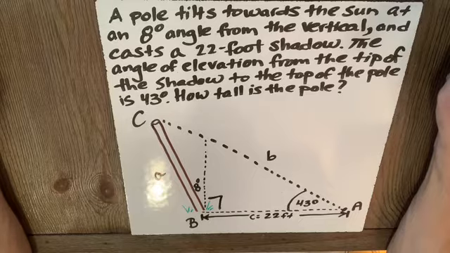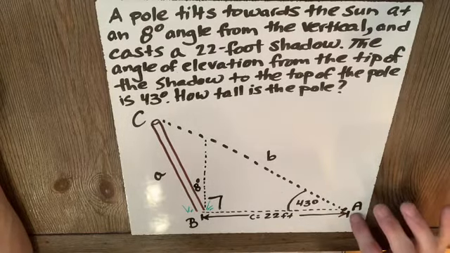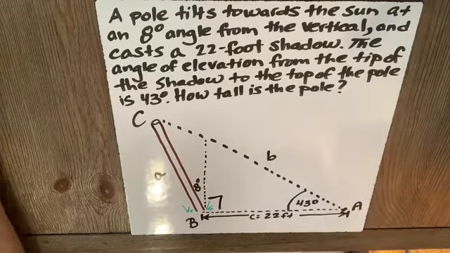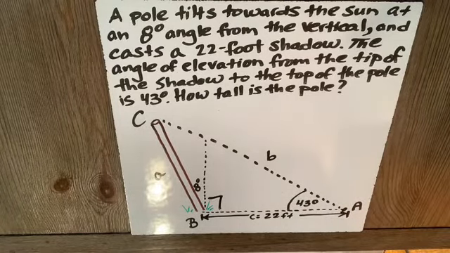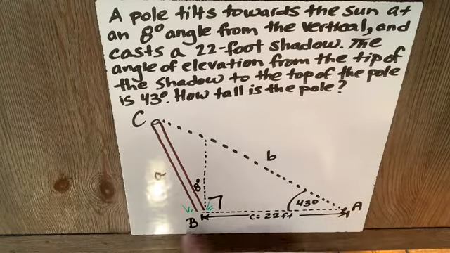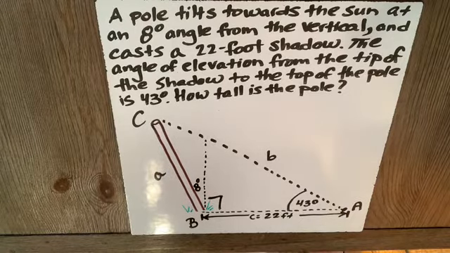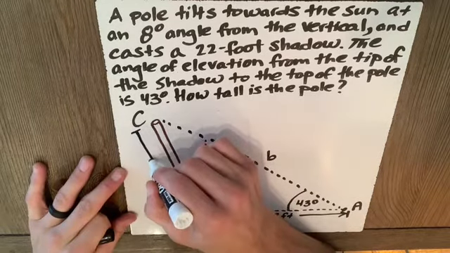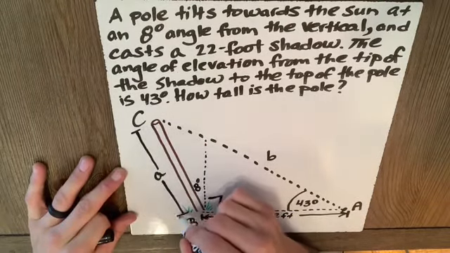The angle of elevation from the tip of the shadow here to the top of the pole is 43 degrees. Remember we talked earlier about how the angle of elevation and the angle of depression involve the horizontal. So I'm very happy to see that I have a horizontal in there. How tall is the pole? You know what? A better question would be, how long is the pole? So we're asked for this distance here.